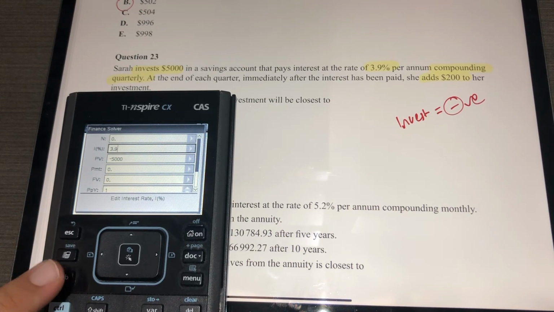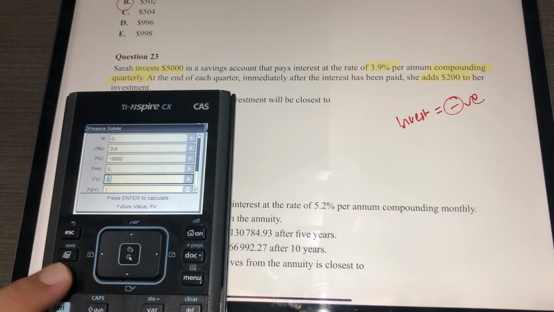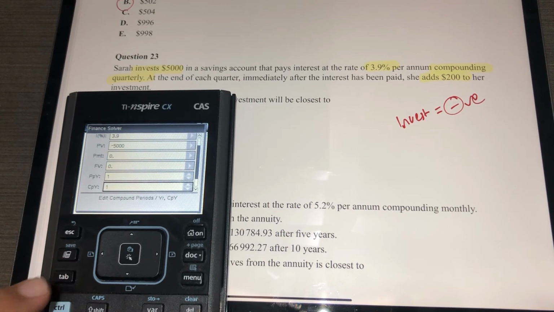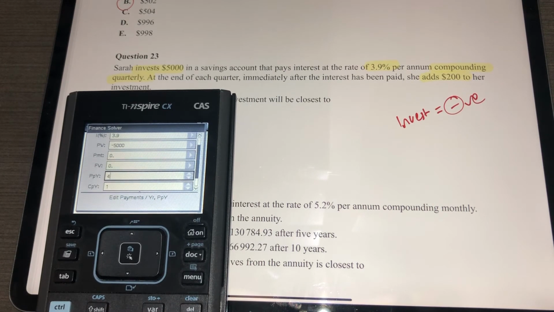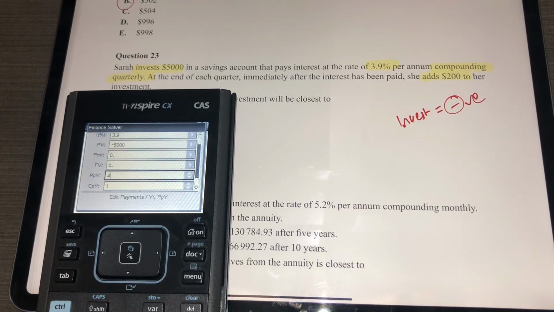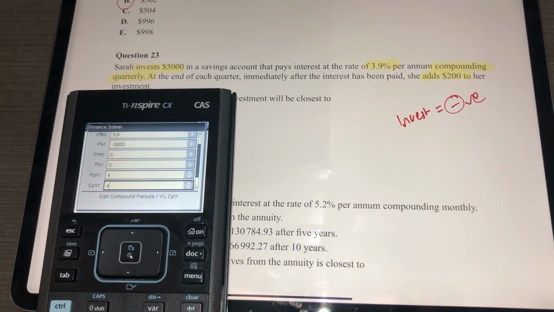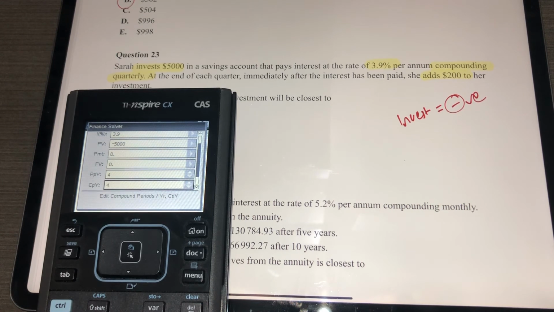So if I go down all the way, press tab by the way to scroll down fast, PPY and CPY. If I say 4, quarterly means 4 times a year. So that's really important to know as well. I change my PPY and CPY to 4. So if it's monthly, it's 12. If it's annually, it's just 1. If it's fortnightly, it's 26, and so on. So for quarterly, PPY and CPY is 4.